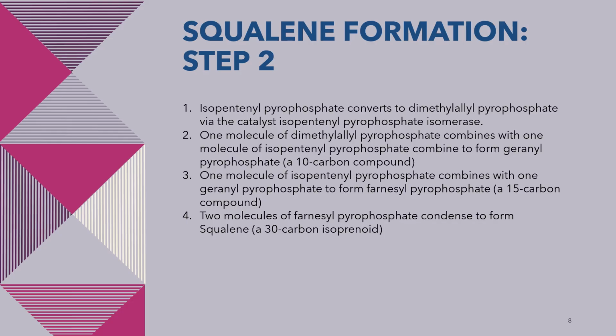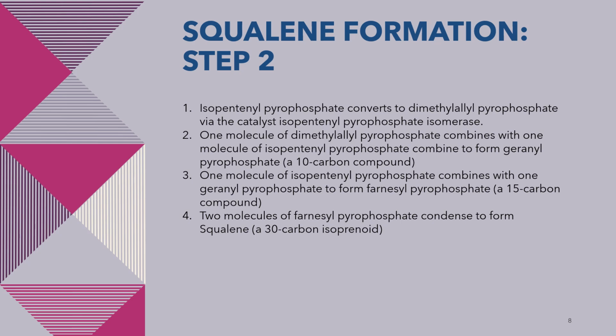Step 2, once we have that product, is isopentenyl pyrophosphate converts to dimethylallyl pyrophosphate via a catalyst called isopentenyl pyrophosphate isomerase. It's an isomerization reaction. Then one molecule, if you remember, 5 carbons of dimethylallyl pyrophosphate combines with one molecule of isopentenyl pyrophosphate to form geranyl pyrophosphate for a total of 10 carbons.